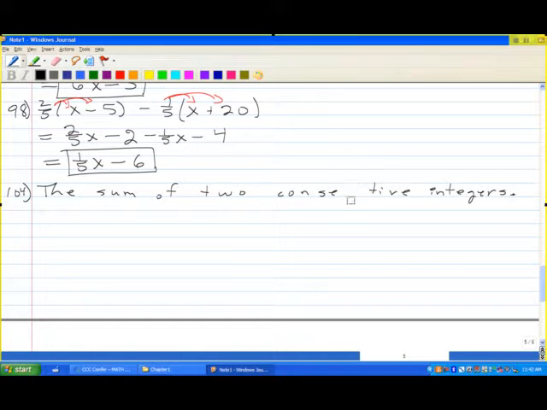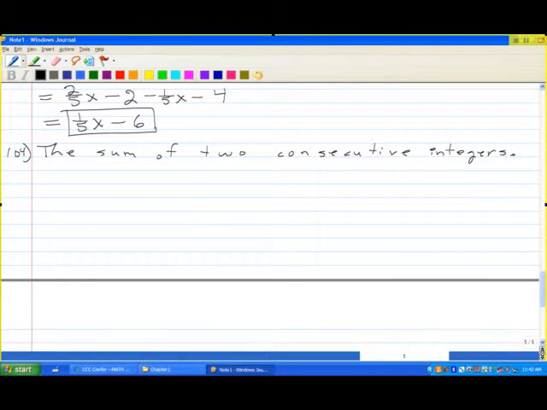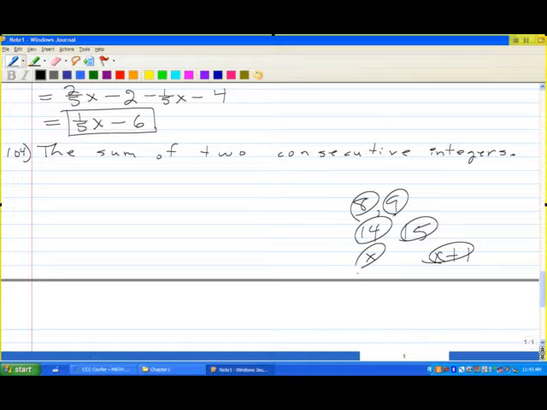Okay, and so, well, let's consider if I had an integer 8, then the next consecutive integer would be 9. If I had an integer 14, then the next consecutive integer would be 15. If I had an integer x, then the next consecutive integer would be x plus 1. Because notice that these are always one more than the previous one. And so let x be your variable, the smaller integer.